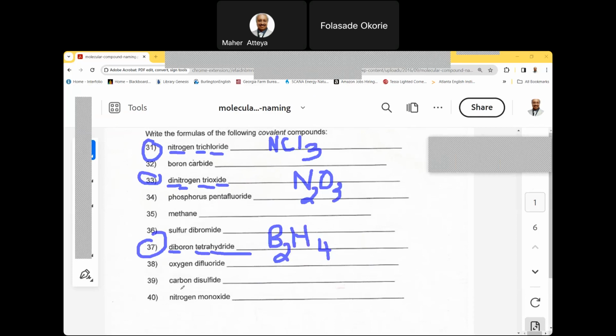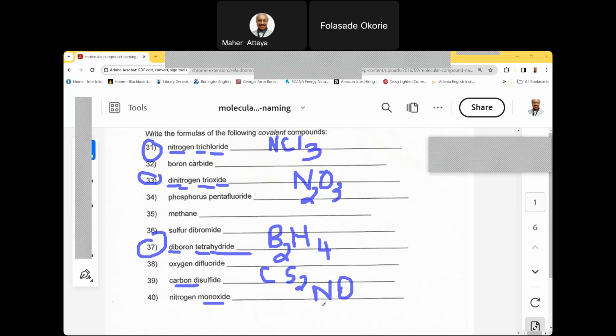How about carbon disulfide? Sulfide is from sulfur. Then the di is 2. How about nitrogen monoxide? Nitrogen, and then oxide is oxygen. So it's here.